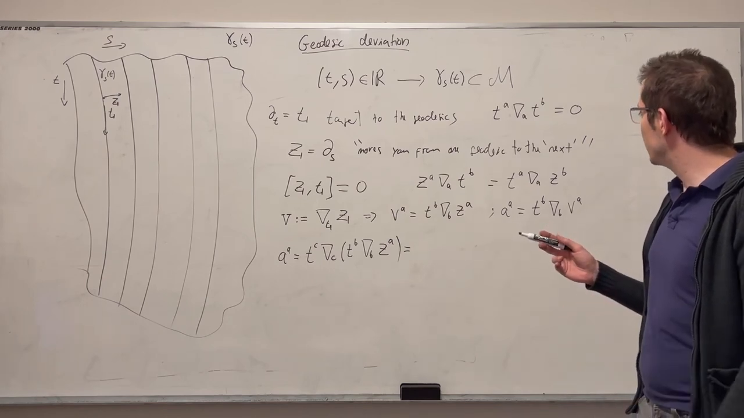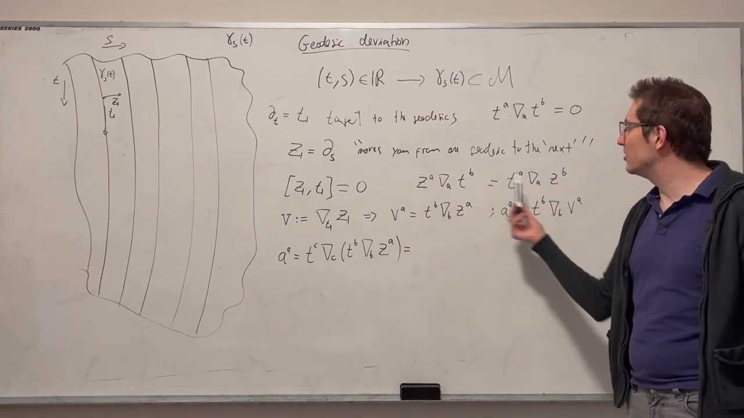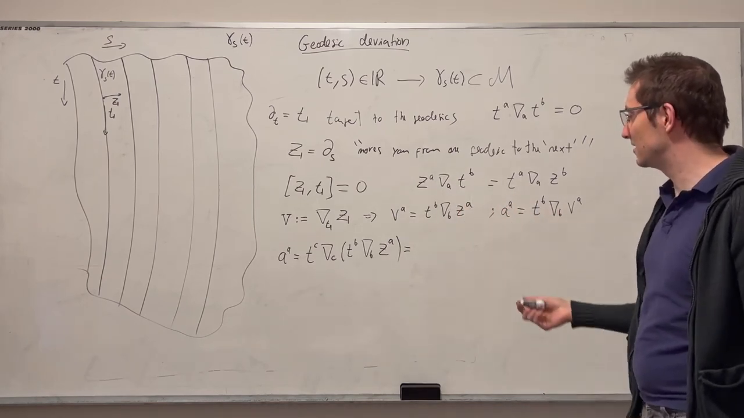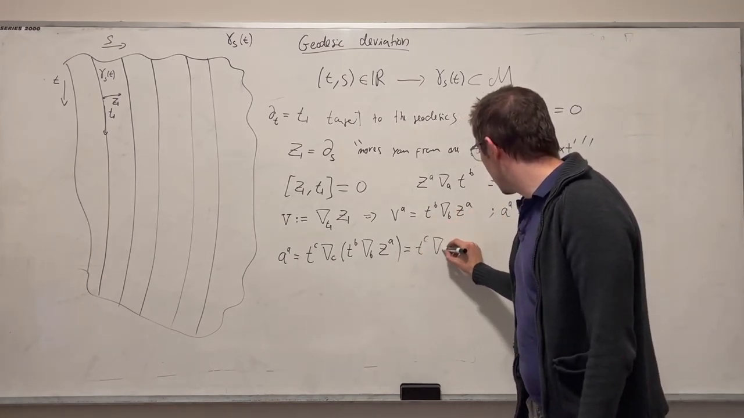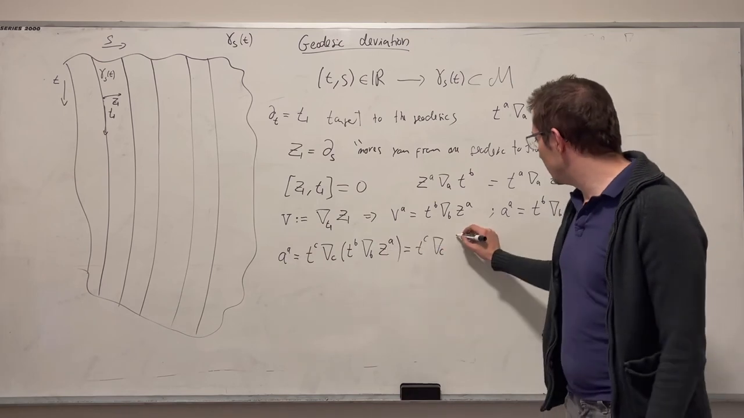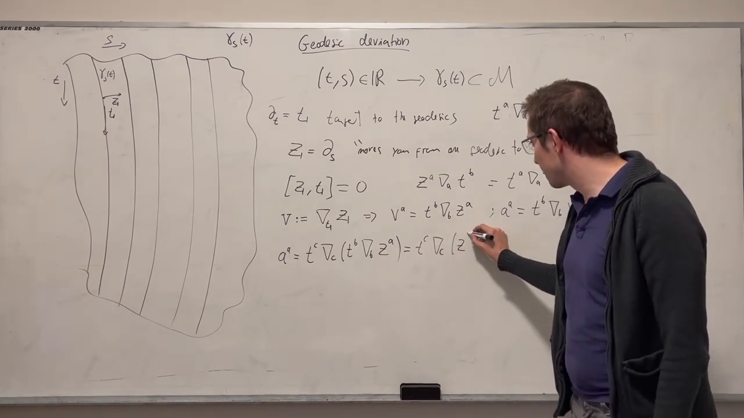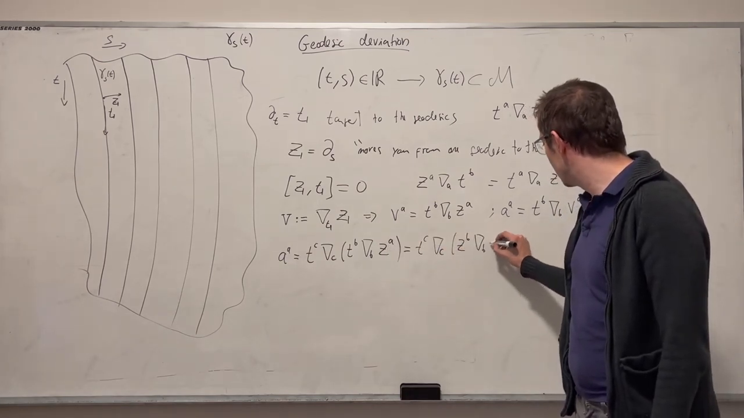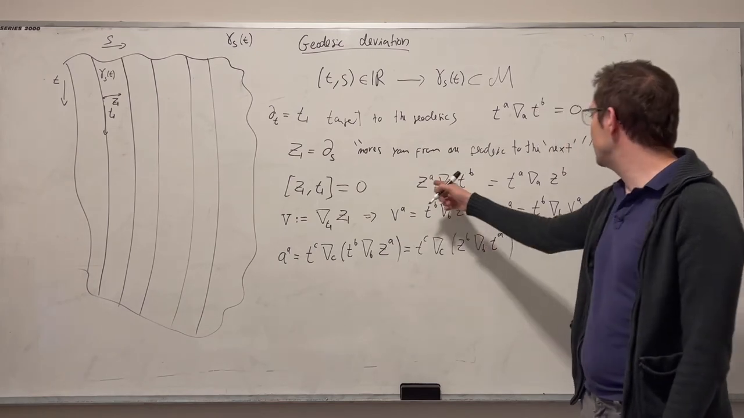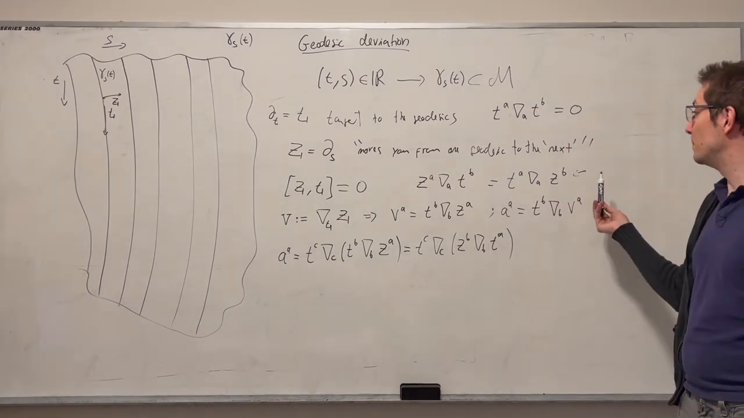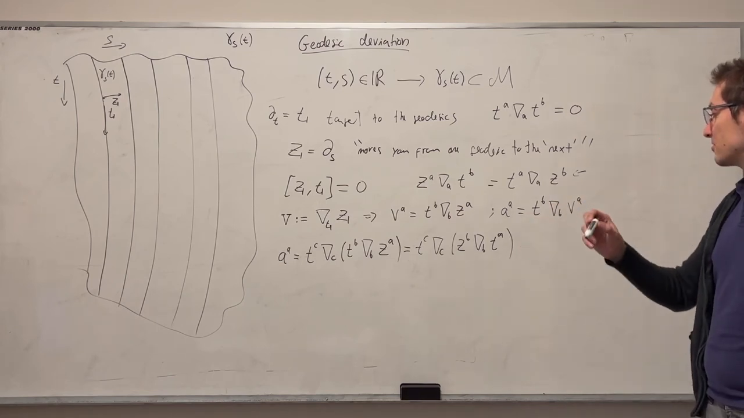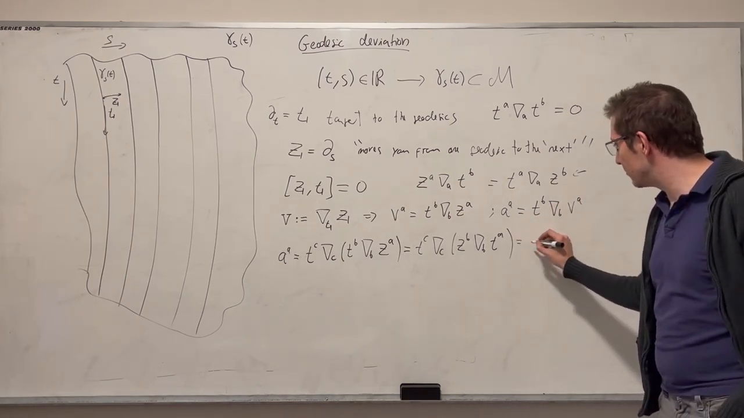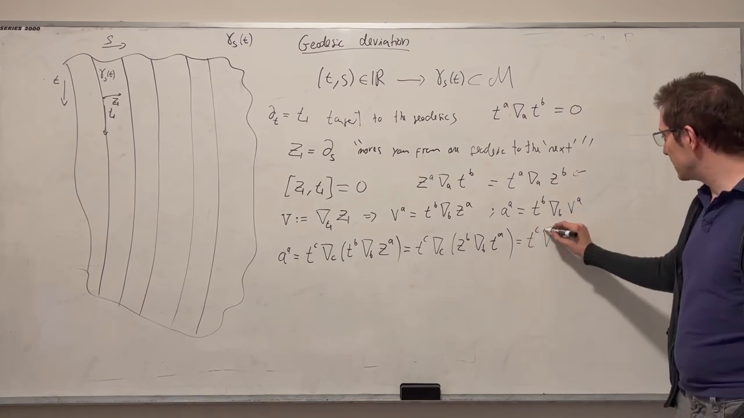Now, the next thing that I'm going to do, I'm going to use the fact that I can interchange T and Z inside this derivative. So I can write T^C, nabla C. And now I can write here Z^B, nabla B, T^A. Right? Using this. Which is true because T and Z commute. Now, I apply Leibniz rule. So if I do Leibniz rule, I get the following. This is T^C, nabla C, Z^B.